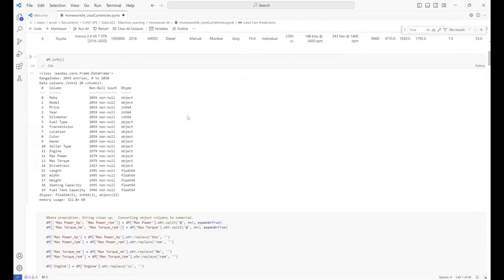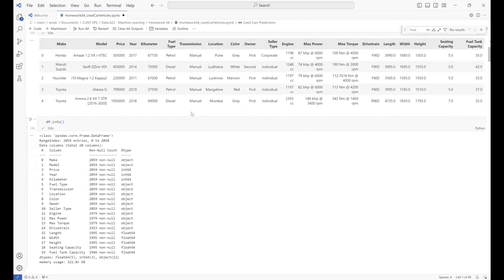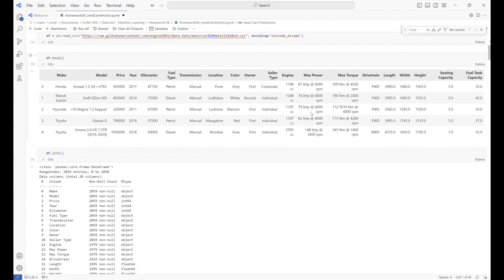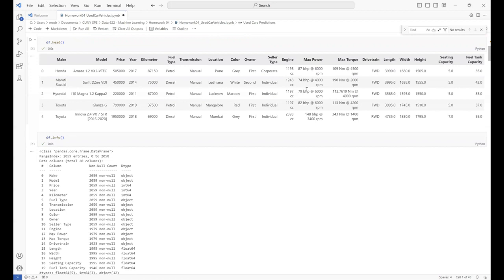So I started doing some data exploration just to understand what the data set has. I guess the first part of it is the data preparation. Initially, what I noticed when I opened this up was there were a lot of variables with mixed data that had both string and numerical values. Like for example, this engine variable here has 1198 cc for the first row. So I went through the process of cleaning that up on my first go around.